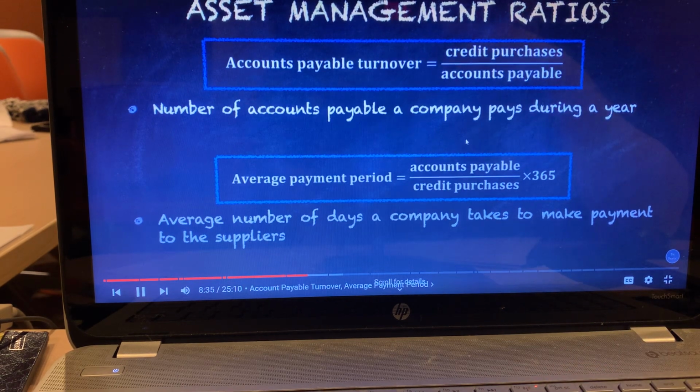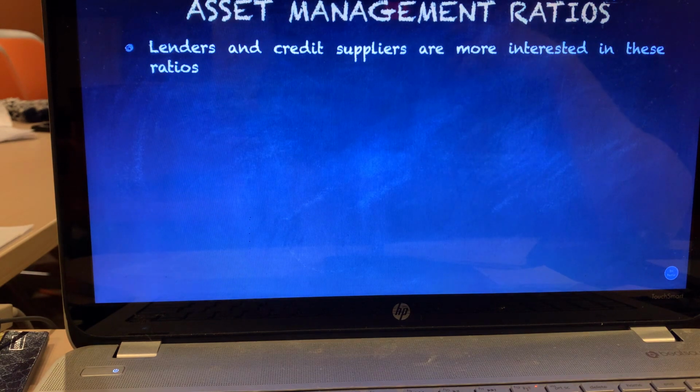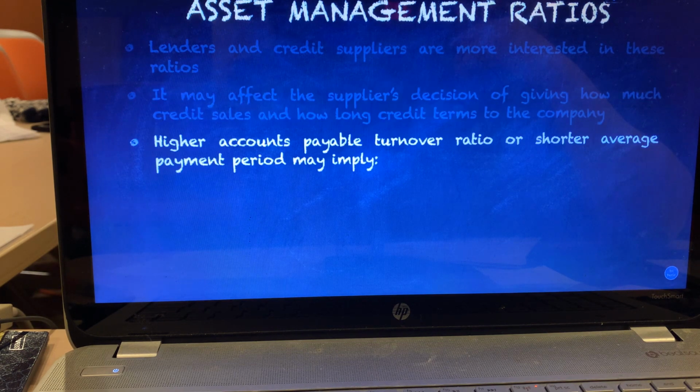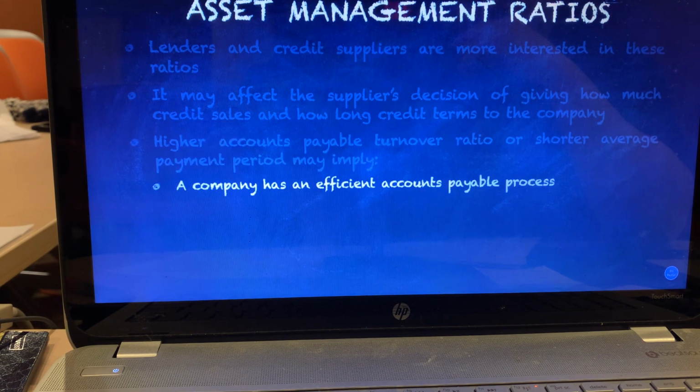The shorter the better. Generally, lenders and credit suppliers are more interested in the accounts payable turnover ratio. This ratio may affect the supplier's decision of how much credit to give in sales and how long the credit terms to the company should be. A higher accounts payable turnover ratio or shorter average payment period may imply the following. A company has an efficient accounts payable process so that it can process and pay invoices more quickly, resulting in a higher accounts payable turnover ratio.